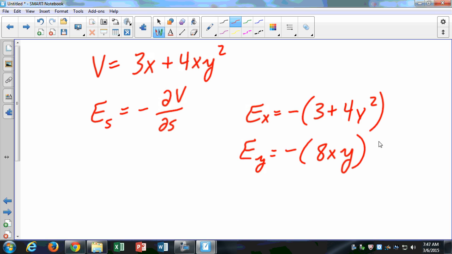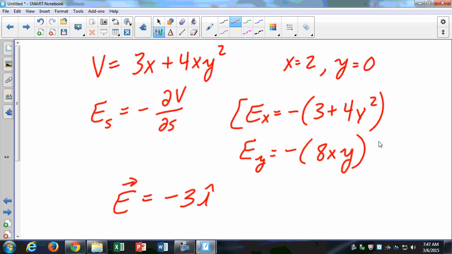And so here, my electric field in vector notation would be, let's say that I take x equals 2, y equals 0. I just plug these variables in. So this would be negative 3i, that's plugging in those numbers for Ex, and minus 0, plus 0j, because when I plug in those numbers here, I have 8 times 2 times 0, which gives me 0. Okay, you'll have all these questions. There's actually not that many topics in this, so all of this stuff will be on the exam. So make sure that you can do all this.